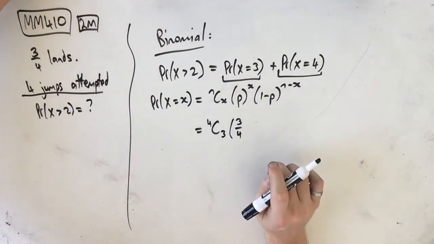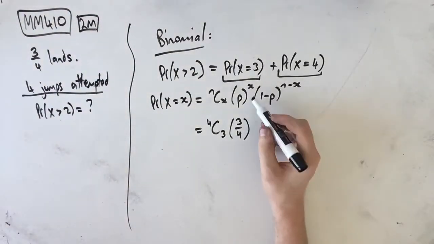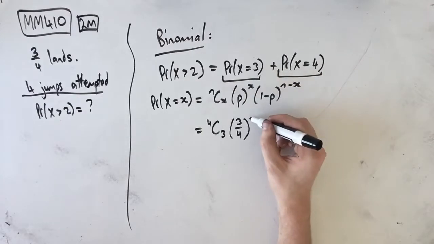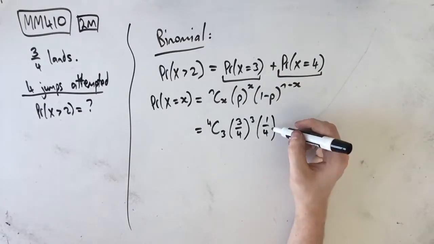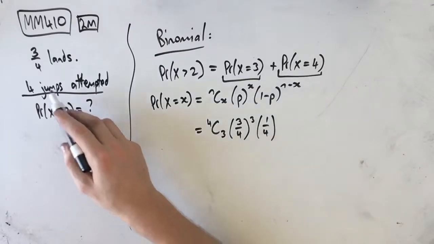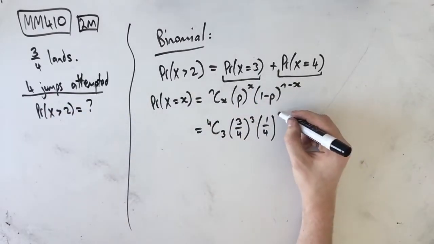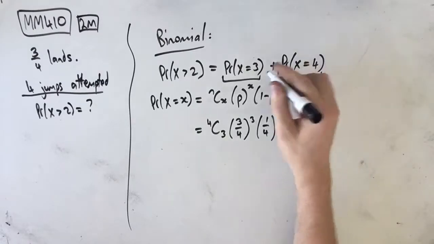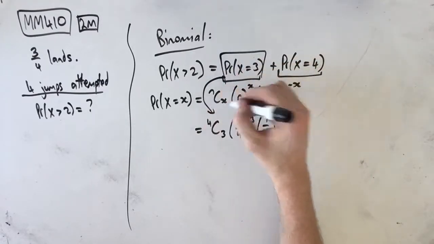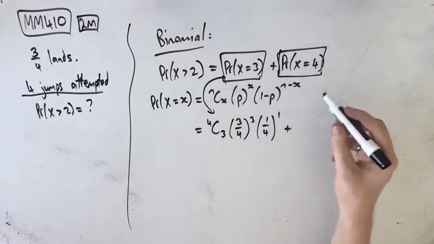Now, continuing on with this, we get p to the power of x, which in this case is 3, times 1 minus p, so 1/4, to the power of n minus x, so 4 minus 3, which is 1, right? And that's it for this. So then we're adding, so that's done. This bit is that, and then we're going to do our x equals 4 next.